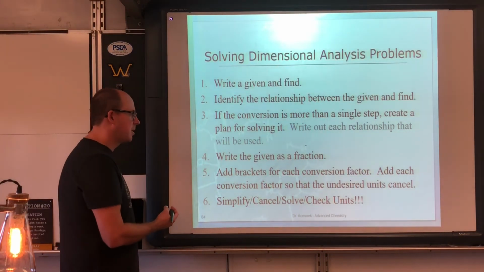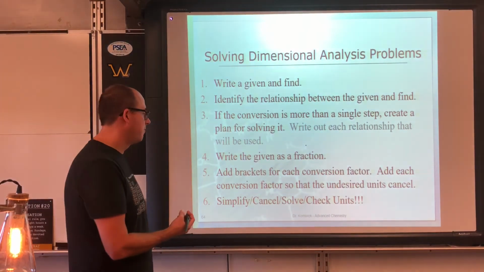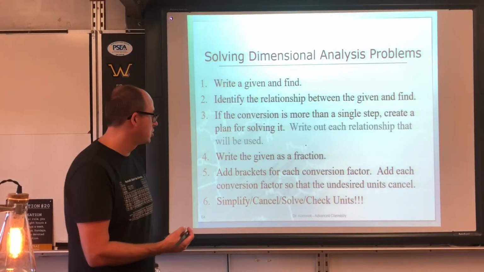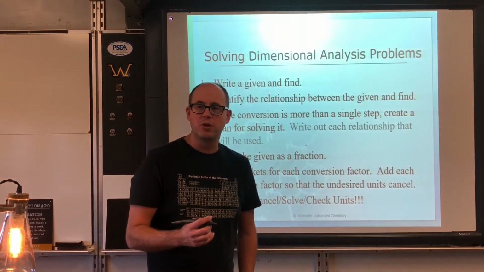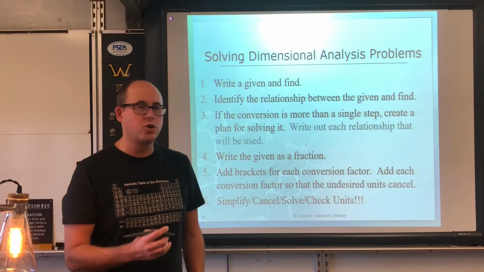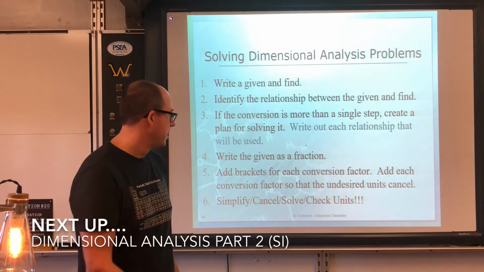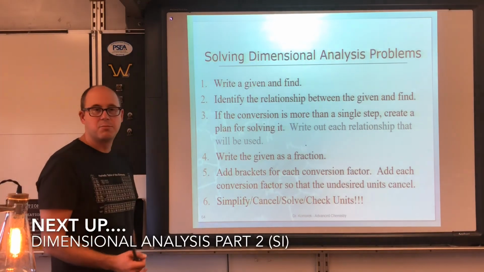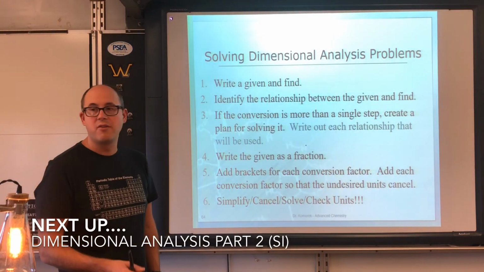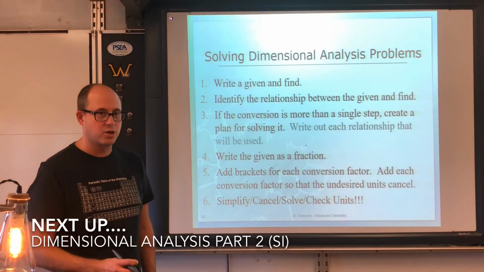When it comes time to set up the problem, write the given as a fraction. Add brackets for each of the conversion factors, and then put in your conversion factors so that whatever you're getting rid of cancels. Our last step is simplify, cancel units, solve, and make sure you check the units to make sure everything works out.